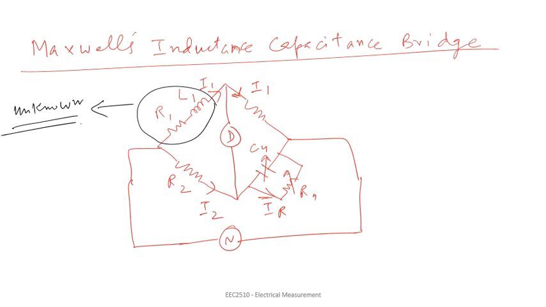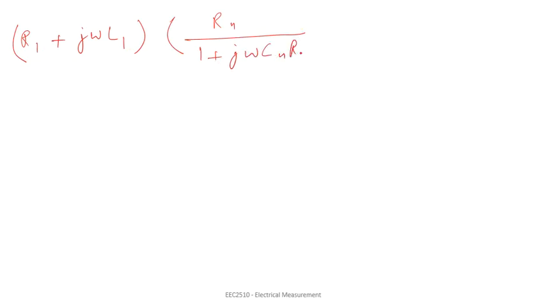Now we can write the balance equation, following the basic steps for obtaining balance in case of an AC bridge. So it will be R1 plus j omega L1, this is R4, over 1 plus j omega C4 R4, equals R2 R3.